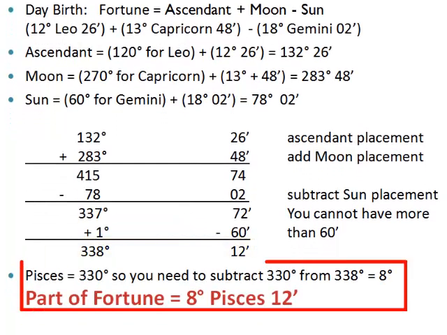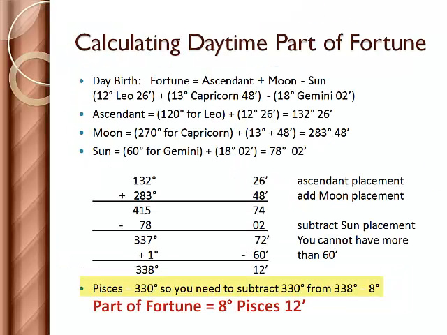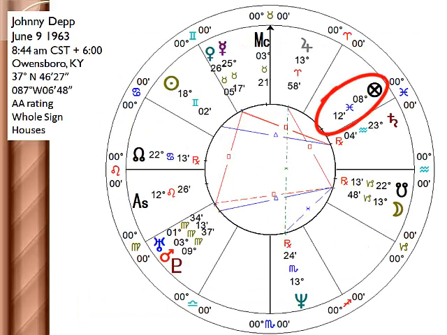Our next step is to find where that is in a 360-degree zodiac, and that is the beginning of Pisces. So we subtract the 330 from the 338. The part of fortune then is at 8 degrees Pisces, 12 minutes. And here you see that position here in the chart.